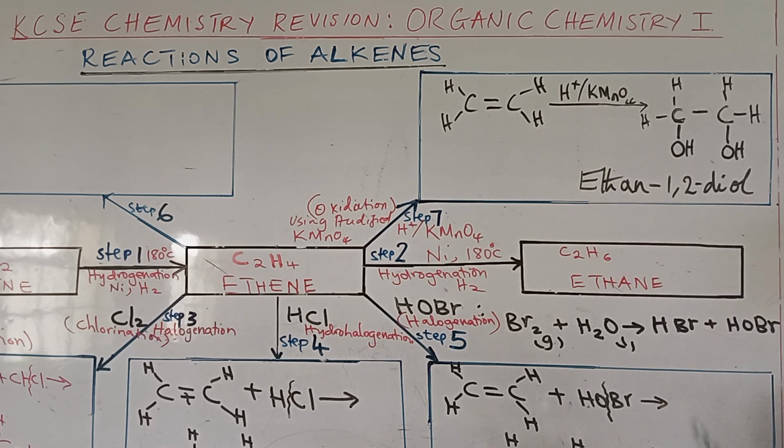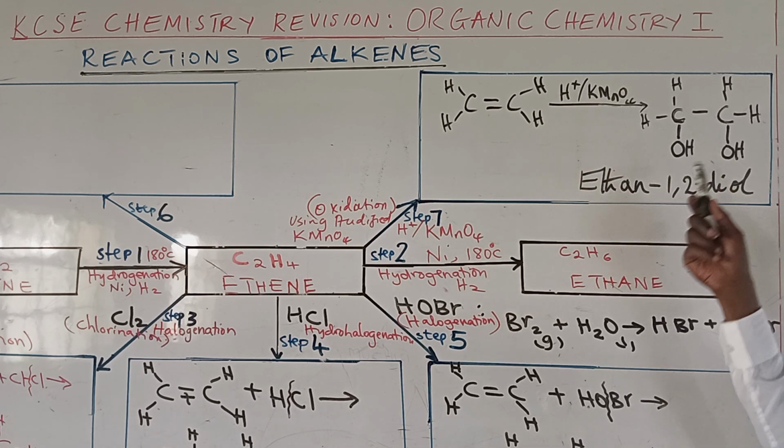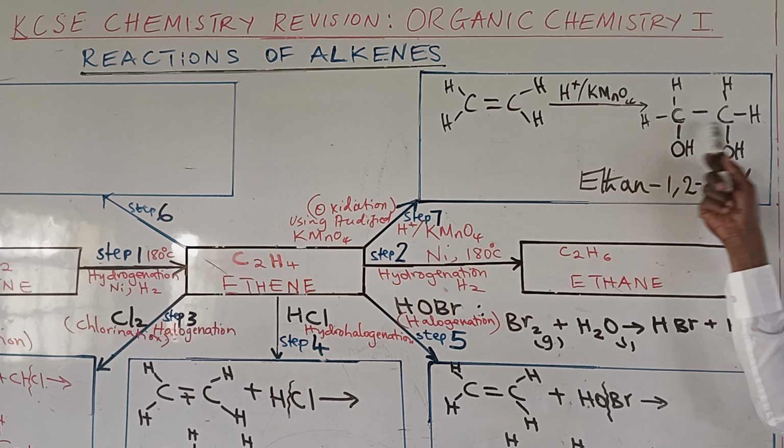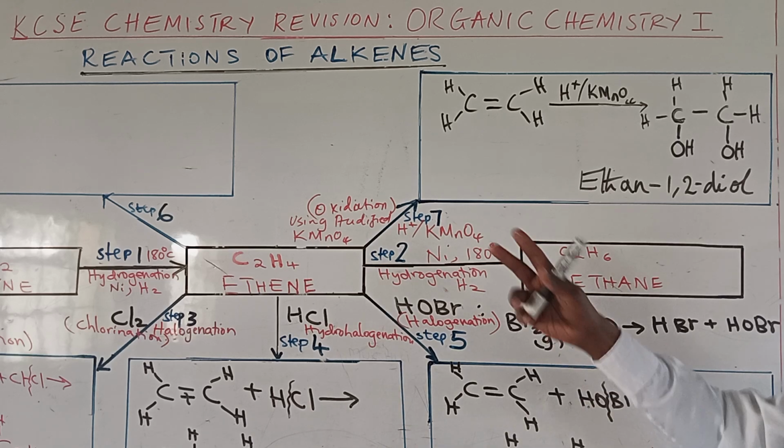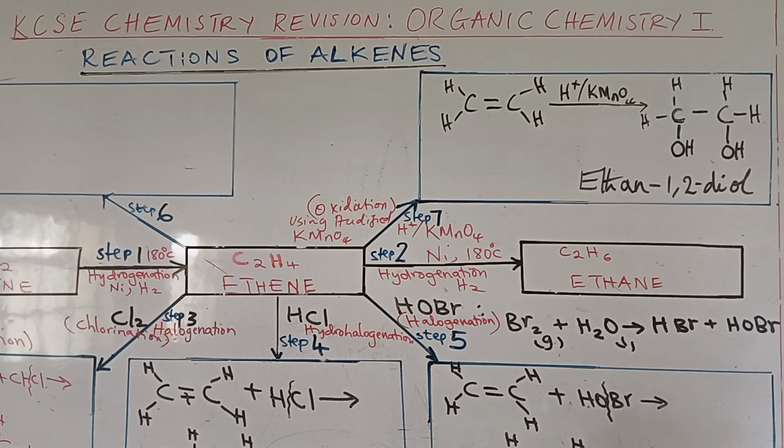The potassium manganate is the oxidizing agent. Hydrogen serves as the catalyst, which speeds up that reaction, carrying the oxygen to this kind of bond. And that one we say is oxidation. Let us move on to reaction number 6.